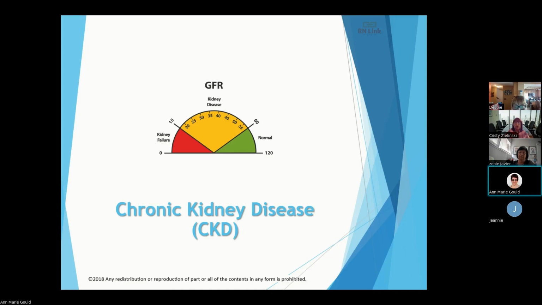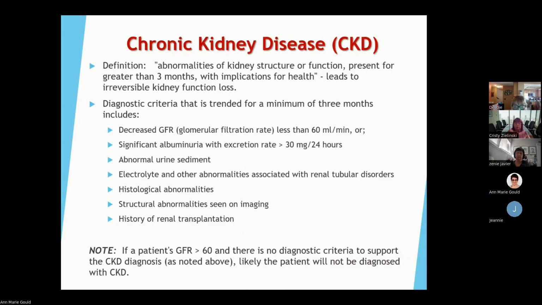All right. Well, let's start off with chronic kidney disease, CKD. So what is CKD? Well, per definition, it's abnormalities of the kidney structure or function present for greater than 3 months. Remember that. It's got to be greater than 3 months with implications for health. This leads to irreversible kidney function loss.